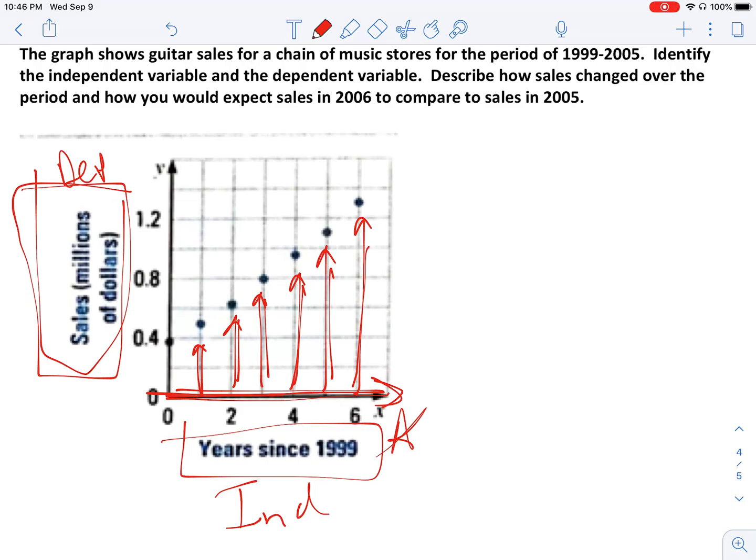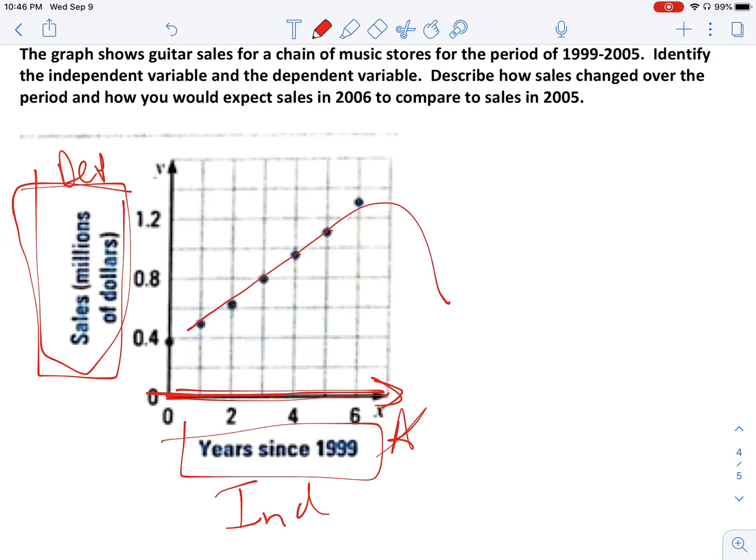Almost the exact same amount each year. Very, very consistent increase. All right, and then it says, how would you expect the sales in '06 to compare to '05? Well, I would definitely think they're going to increase. I don't see any sign that it's going to do this. Could it? Sure, it could, but I don't see any evidence of that. Right? I would assume that the sales in '06 are going to be better than they were in '05.